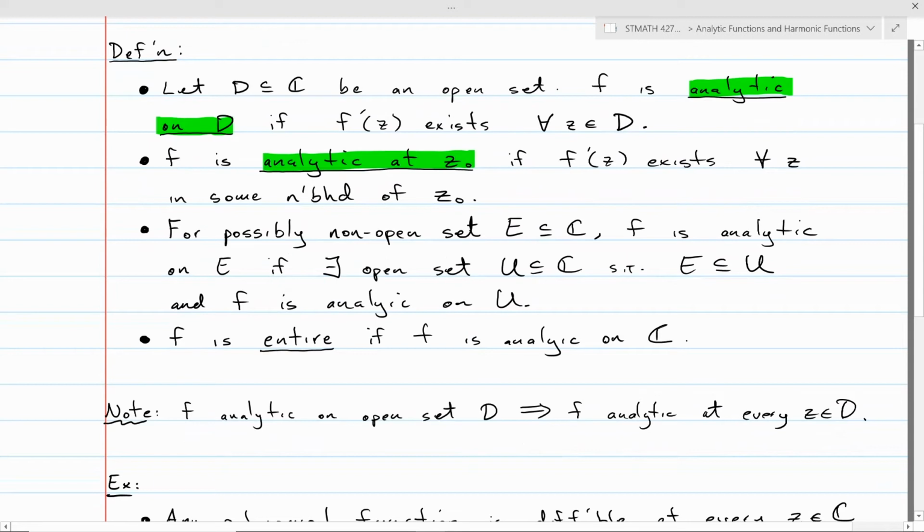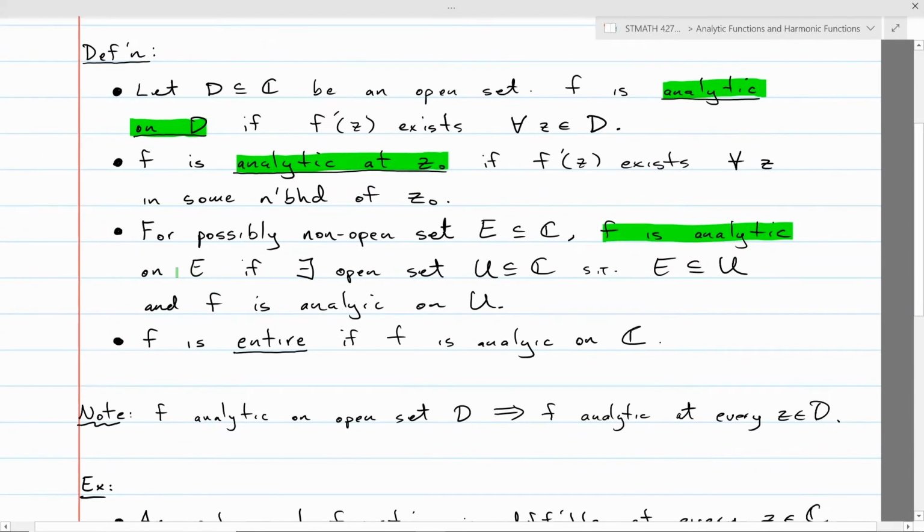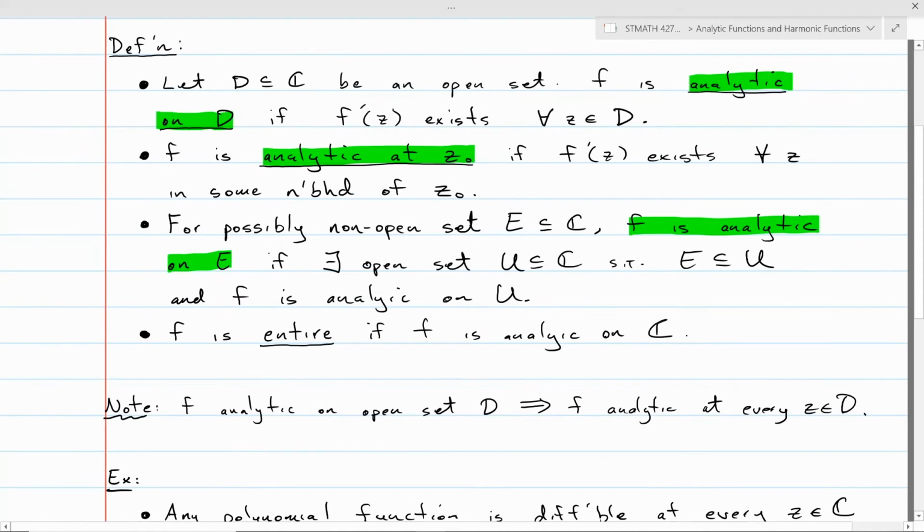Another thing is, if we have some set that's not open. In that first definition, the set D had to be an open set when we defined f to be analytic on D. But if we had some non-open set, let's say E, then we'd say f is analytic on that possibly non-open set if there's an even bigger open set U that contains E, where f is analytic on that open set.